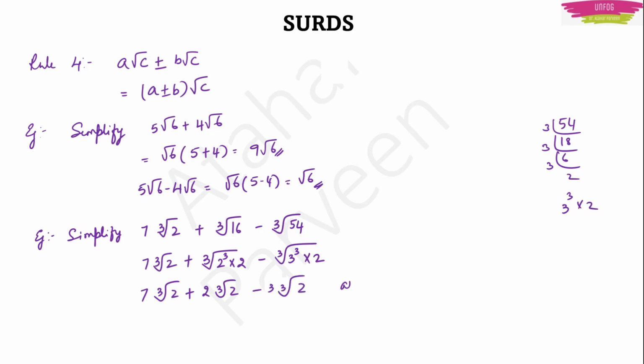Now you can apply rule 4. Easily you can apply rule 4 and you can take things common. What will you take common? Cube root of 2 you will take common. Inside you will have 7 plus 1 minus 3. Not 1 actually, it is 2. I will erase it. So this will give me 6 cube root of 2. 7 plus 2 is 9, 9 minus 3 is 6. So this will be my answer.